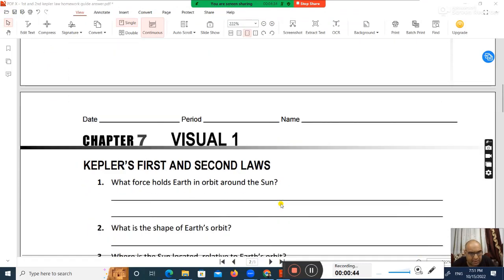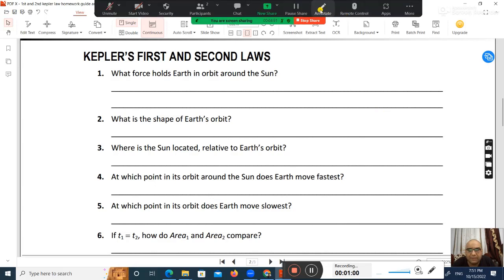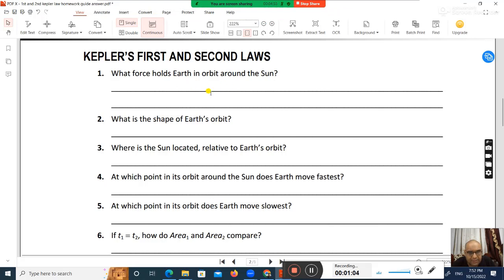This sheet was about Kepler's first law. What force holds Earth in orbit around the Sun? The force is gravitational force. So we can write here gravitational force. What is the shape of Earth's orbit? Earth's orbit shape is the ellipse shape.